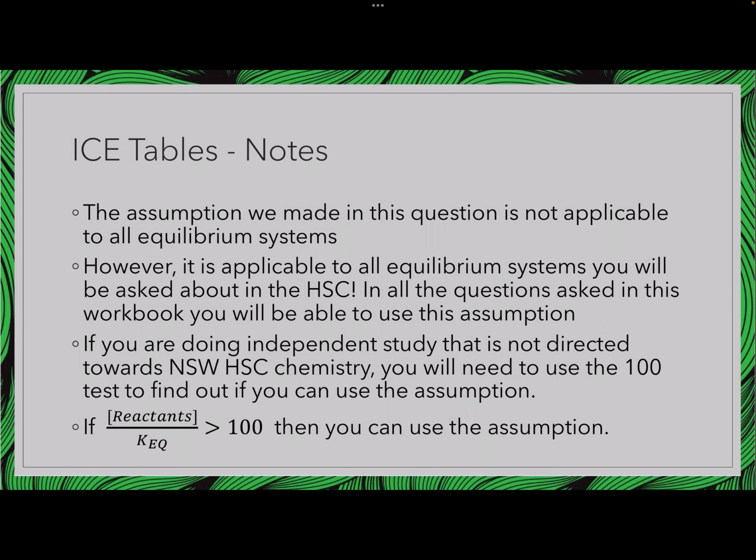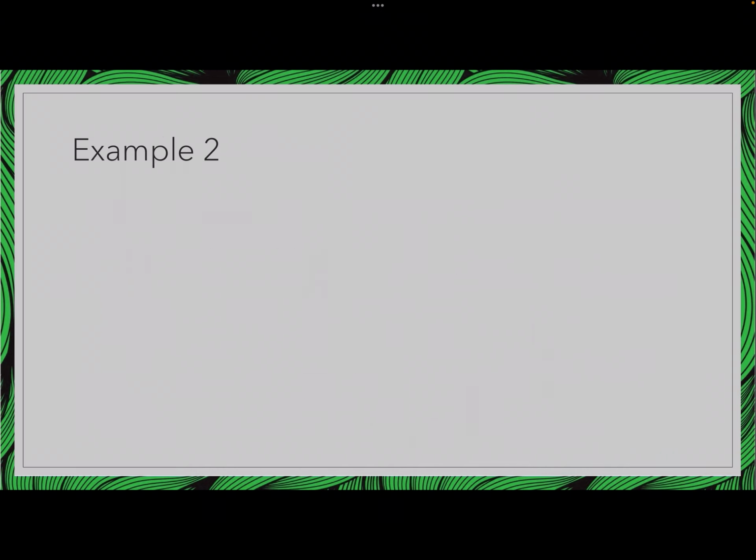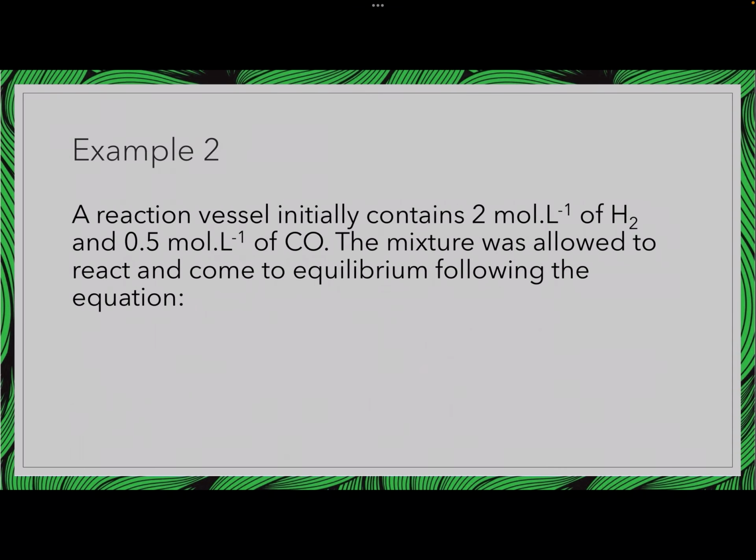Okay. So let's have a look at this one. So again, this is going to be one where we can use the assumption because this is the only way that I'm going to show you. If you want to do the quadratic method, you can come see me out of class. So a reaction vessel initially contains 2 moles per liter of hydrogen, 0.5 moles per liter of carbon monoxide, and the mixture was allowed to react and come to equilibrium following the equation, this one. So carbon monoxide plus 3H2 is in equilibrium with methane plus water. Now we can see that they're all gases, so they're all going to be included.